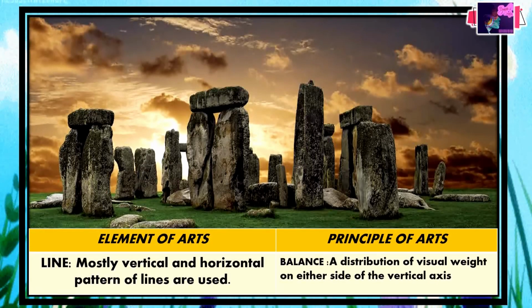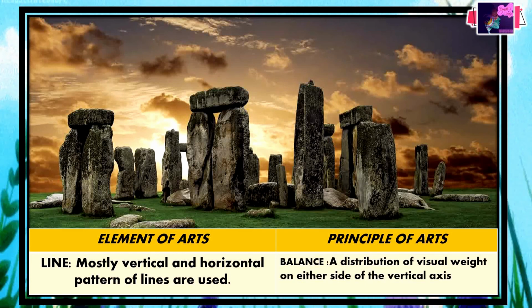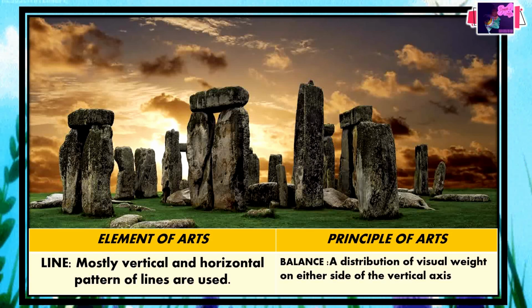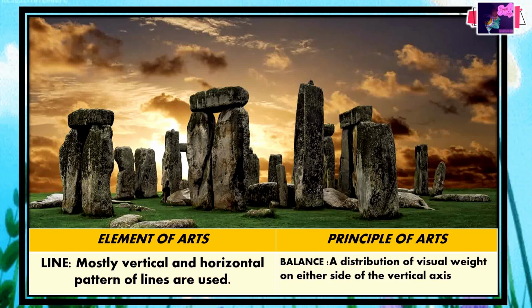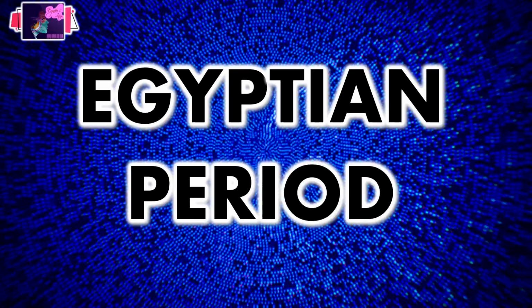Now let's have the elements of arts and principles of arts presented in our architecture. For the elements of arts, we have line. Mostly vertical and horizontal pattern of lines are used, as you can see it, right? And for the principle of arts, we have balance. The distribution of visual weight on either sides of the vertical axis is present. That's why, as you can see, the stone is standing. That was prehistoric architecture.